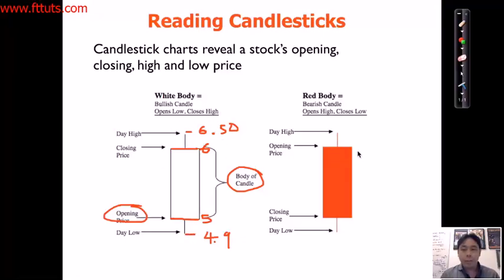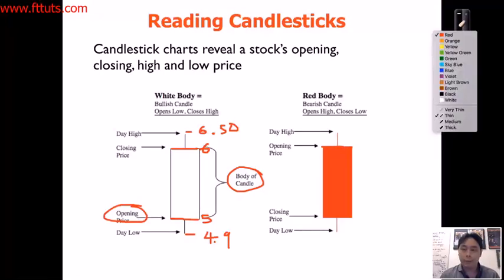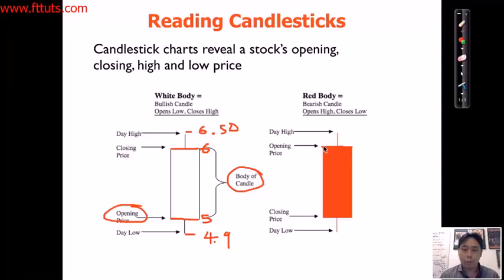Right? So if you see a bearish candle, you would read it the other way around. For a bearish candle, the opening price is at the top of the body. Okay, so this is the opening price at the top of the body. This is the closing price at the base of the body. The day high is similarly at the upper shadow, and the day low is at the lower shadow. All right, so you see a bearish candle is open, close, high, low. Bullish candle, open, close, high, and low.